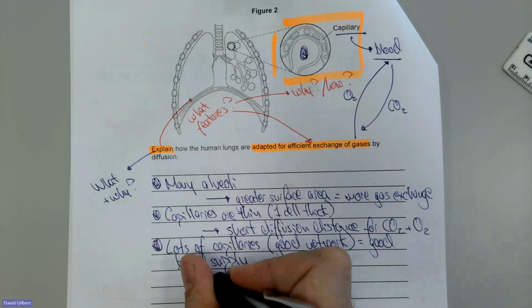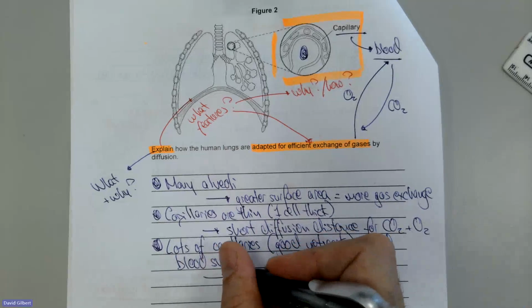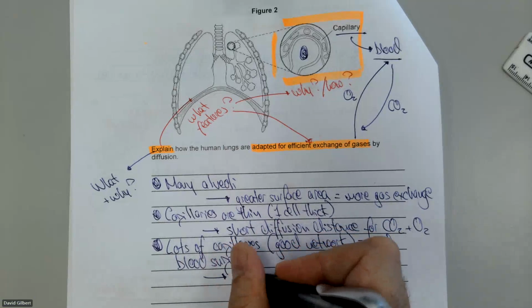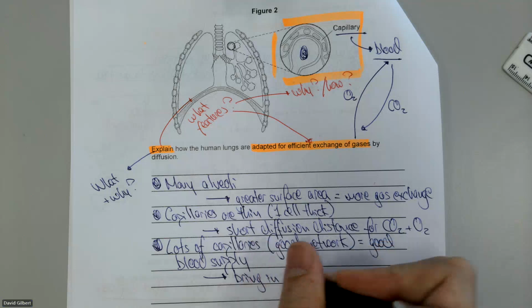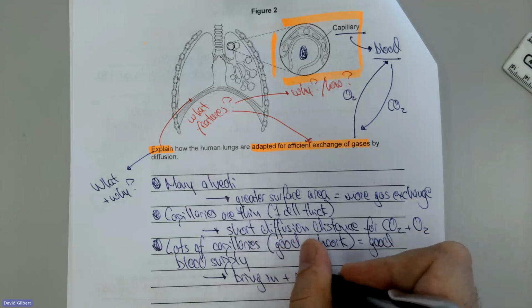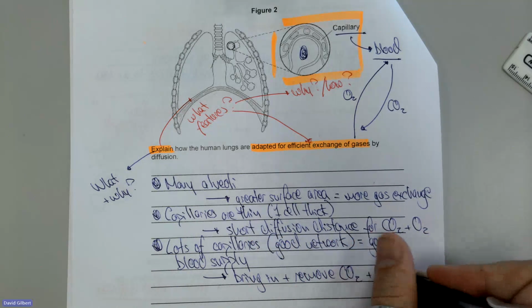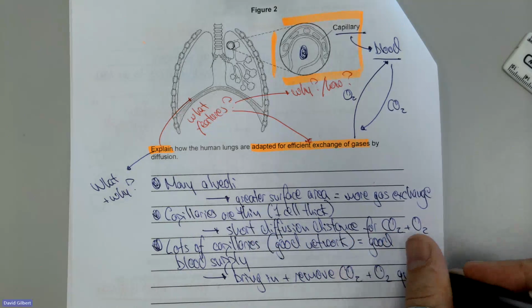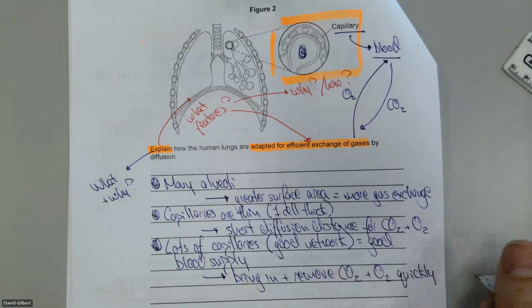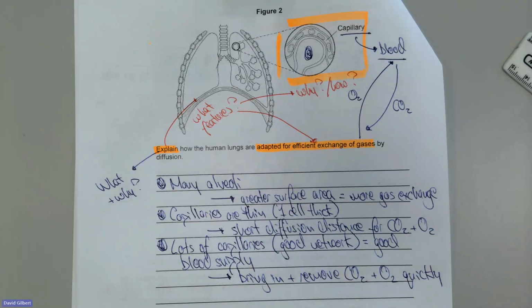Now, why is that useful? Because you can bring in and remove CO2 and oxygen quickly. Not just the amount of it, but it's the speed at which it can go as well.